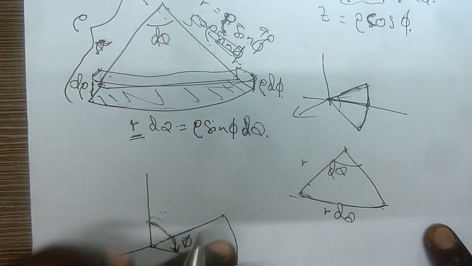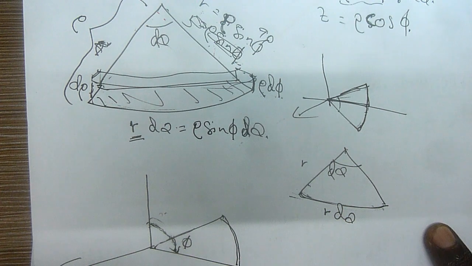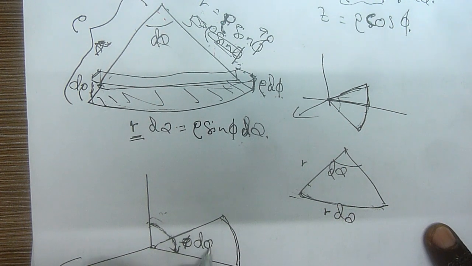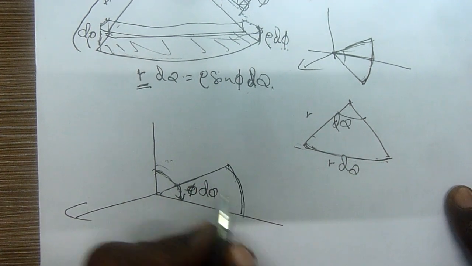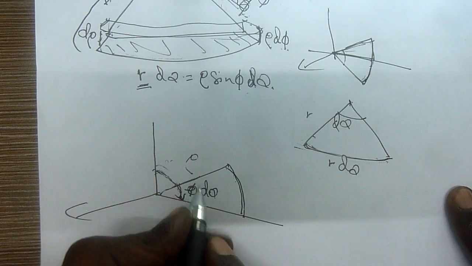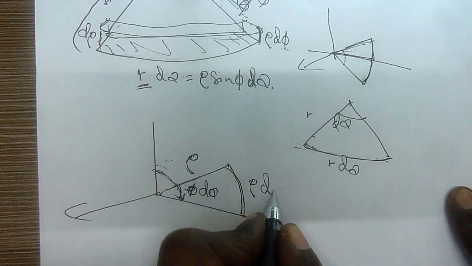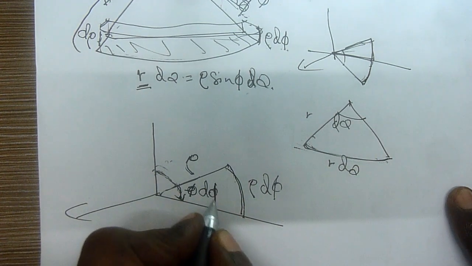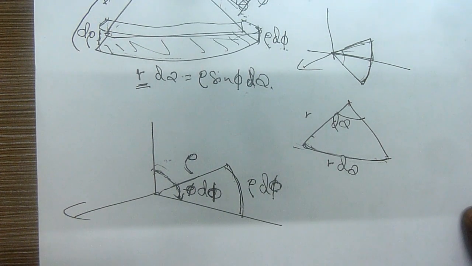But I wanted to show you, when I pulled here, imagine this is a d phi, and this is a rho. Then you know, very simple. I can understand this is rho d phi, not theta. Phi.